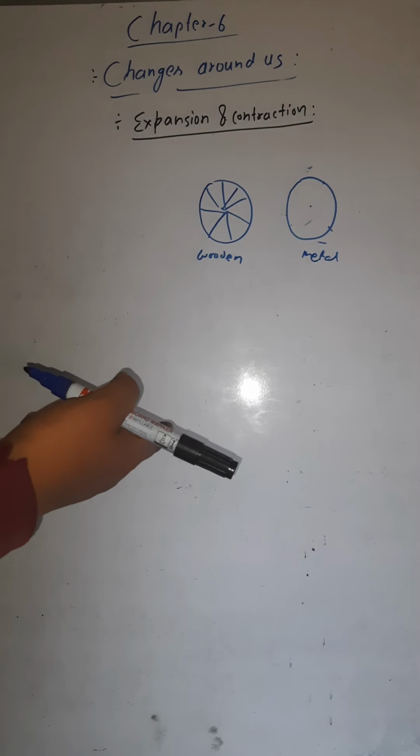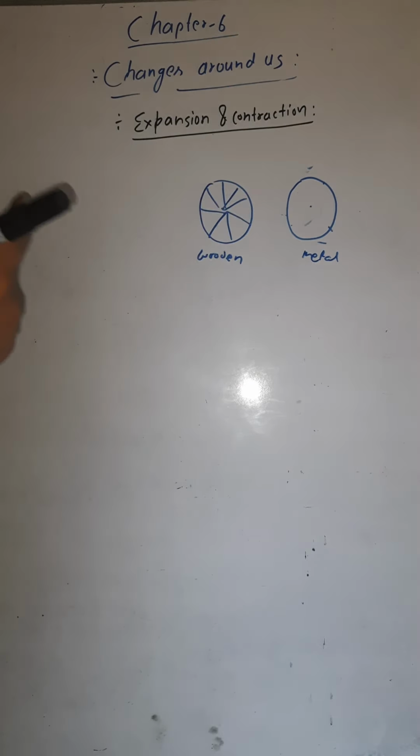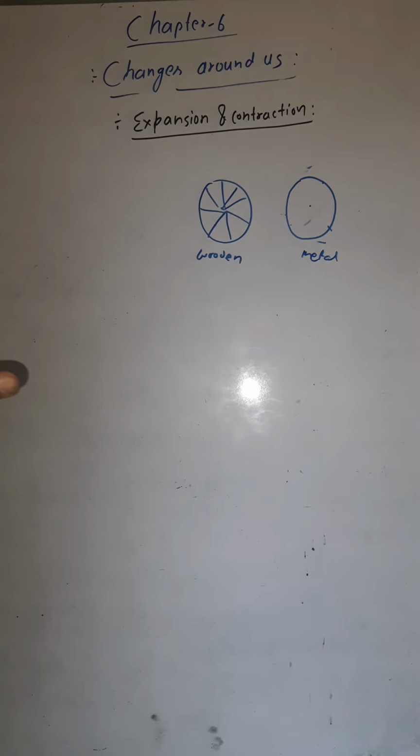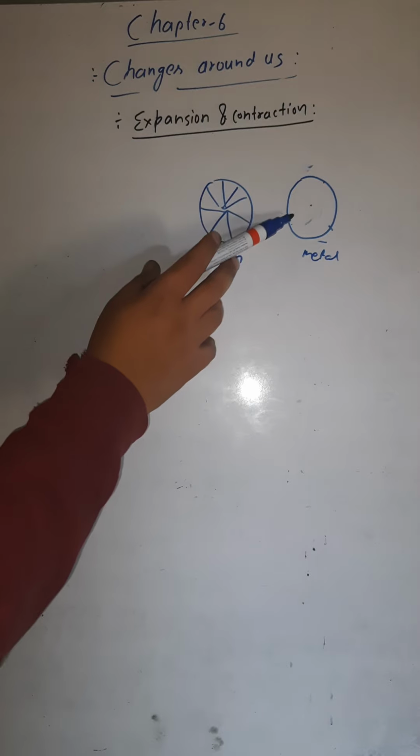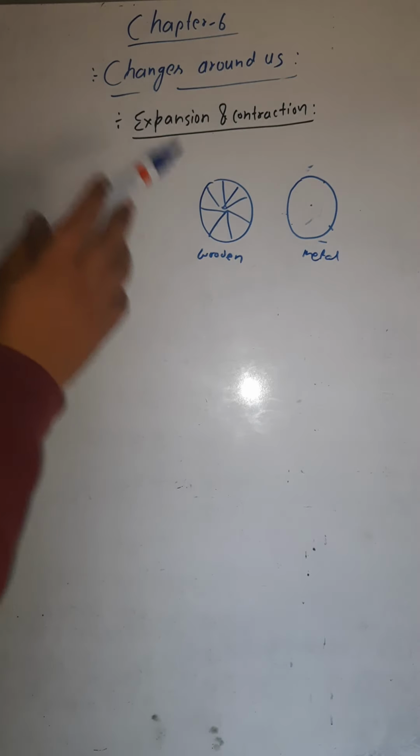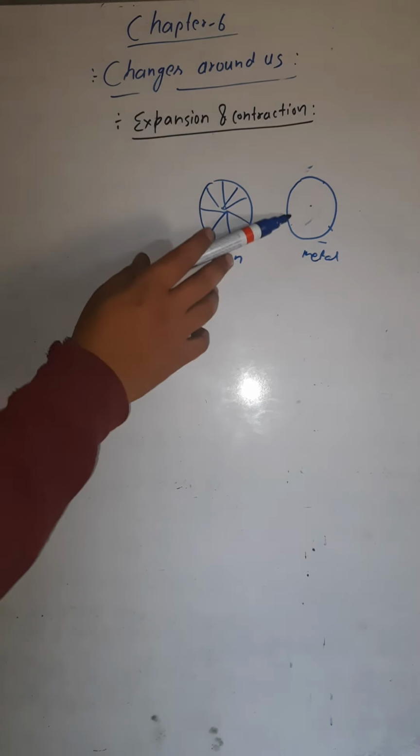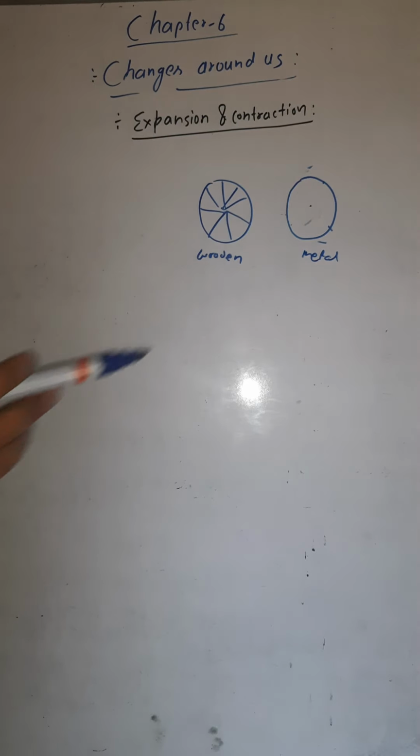Okay, now if you want to fit this metal wheel over the wooden wheel, it won't. Why? Because both of these wheels have the same size. Okay, so that is why it won't. Now suppose you want to fit it over the wooden wheel, so what did you do? At the same time, you would have to expand this metal wheel.